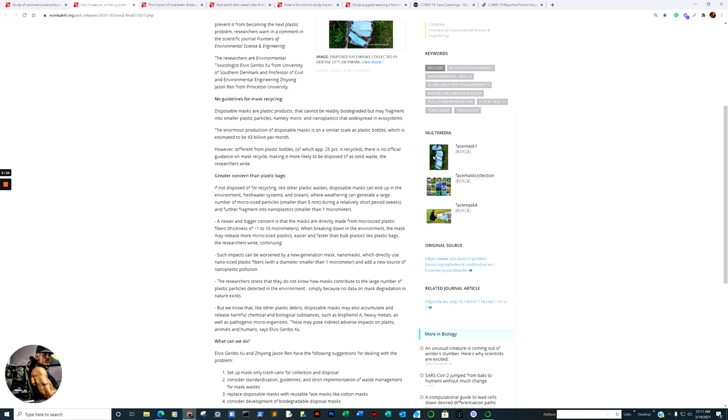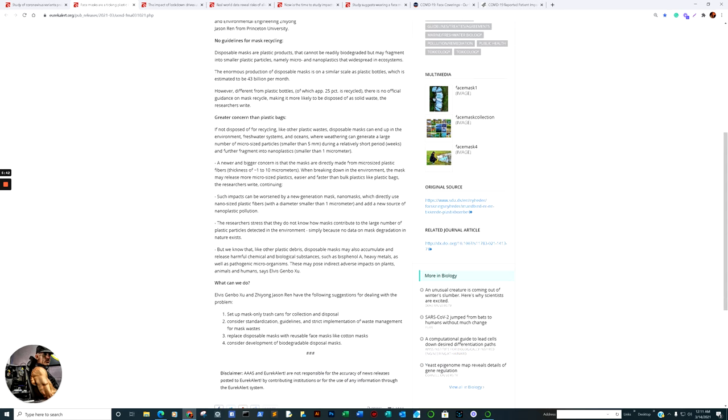Basically, as follows. We know that, like other plastic debris, disposable masks may also accumulate and release harmful chemical and biological substances, besides breathing in, breathing out, and wearing on your skin, such as bisphenol A. You didn't think about bisphenol A being inside a surgical mask. Heavy metals, as well as pathogenic microorganisms. These pose an indirect adverse impact on plants, animals, and humans.